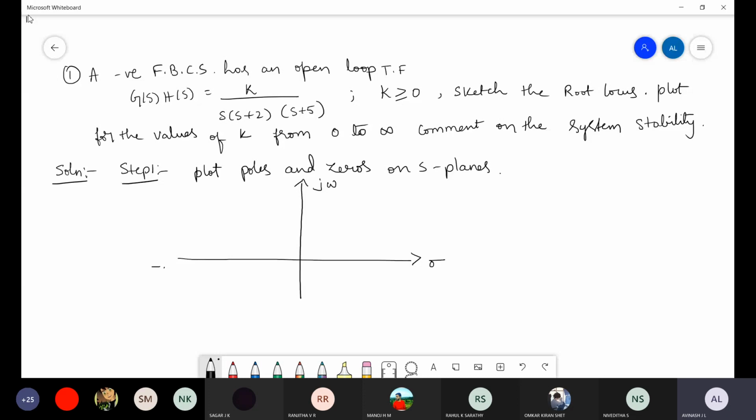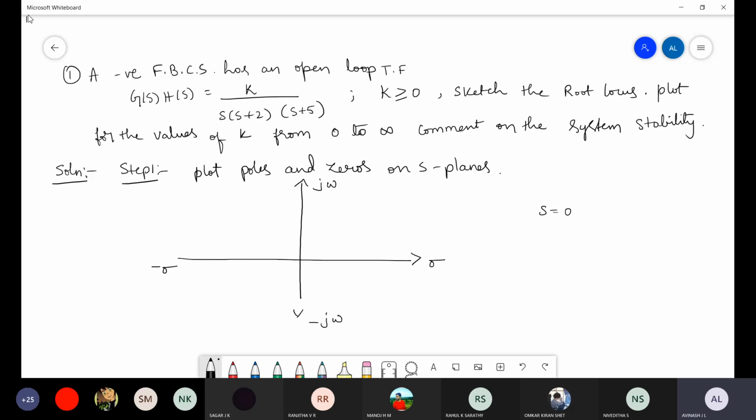So it is negative sigma, and at the bottom it is negative j omega. Correct, so this is the thing. Now when you are talking about this one, there are three things to be considered. What are the three things to be considered? Poles are there, three poles are there.